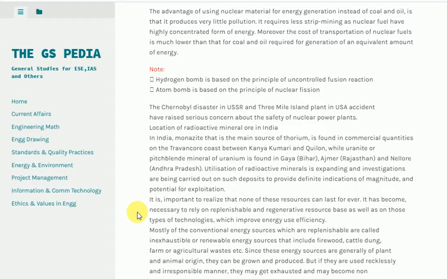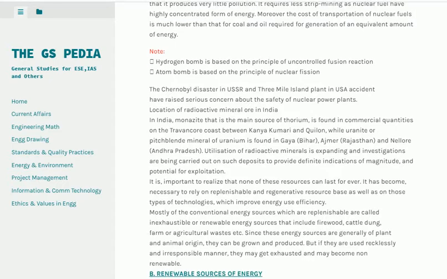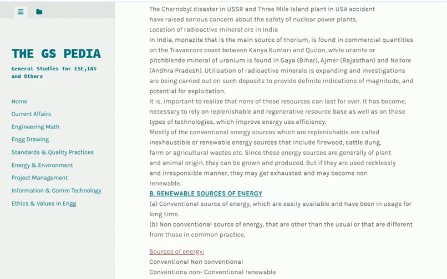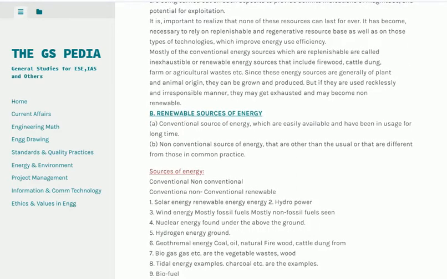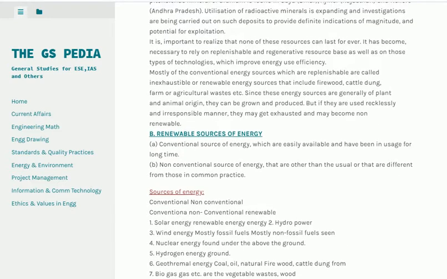It has become necessary to rely on a replenishable and regenerative resource base, as well as on those types of technologies which improve energy use efficiency. Most of the conventional energy sources which are replenishable are called inexhaustible or renewable energy sources, that include firewood, cattle dung, farm or agricultural wastes, etc. Since these energy sources are generally of plant and animal origin, they can be grown and produced. But if they are used recklessly and in an irresponsible manner, they may get exhausted and may become non-renewable.